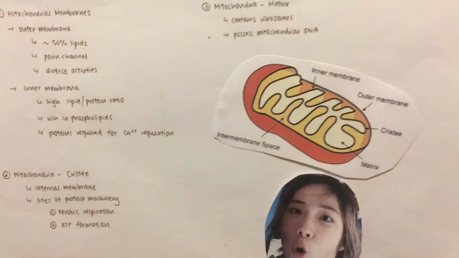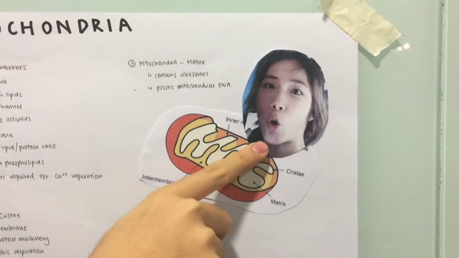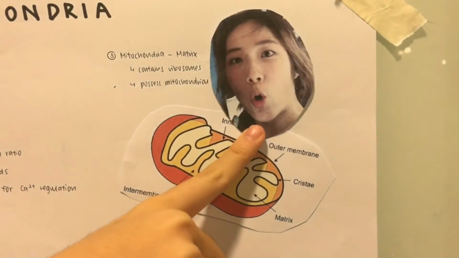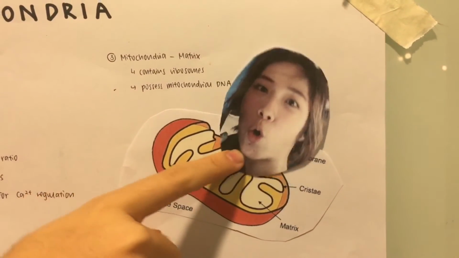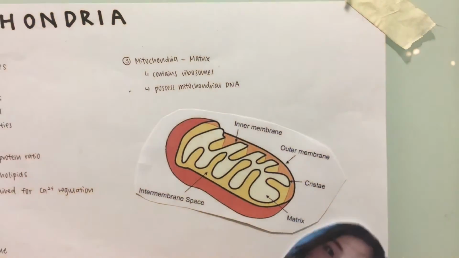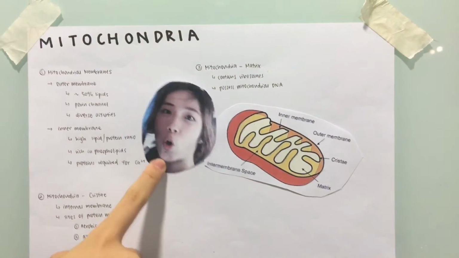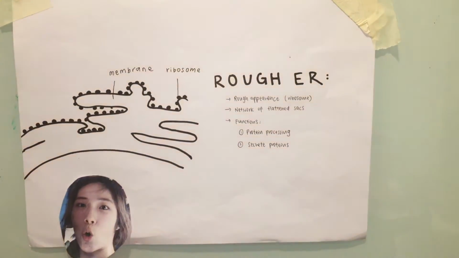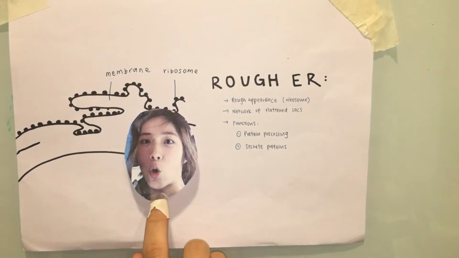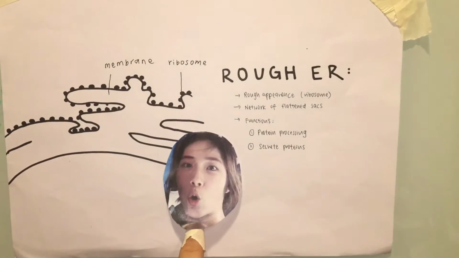Now, the mitochondrial matrix. It has ribosomes as well as mitochondrial DNA. This mitochondrial DNA is different and more specific than nuclear DNA, and it codes for proteins that are only used in metabolic processes. The rough ER. It has a rough appearance and is basically a network of flattened sacs called cisternae.